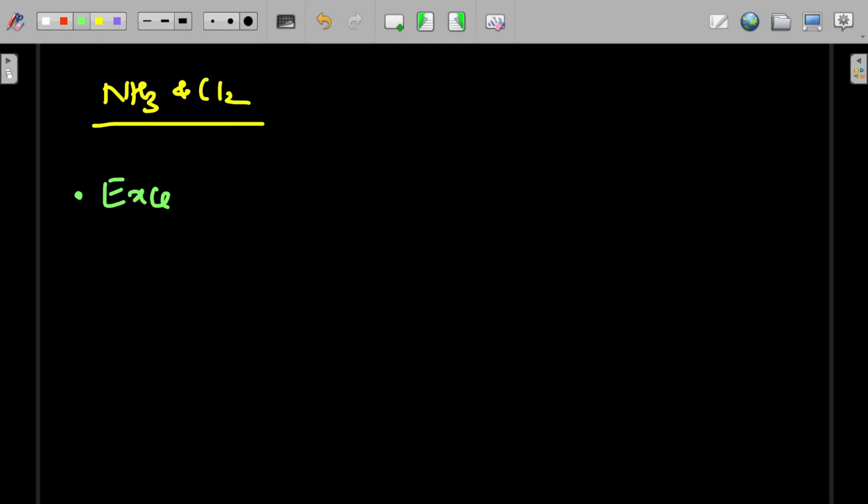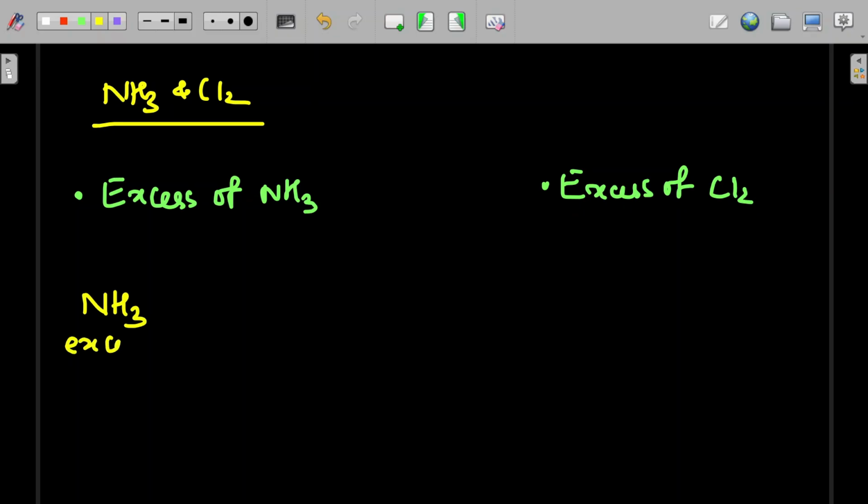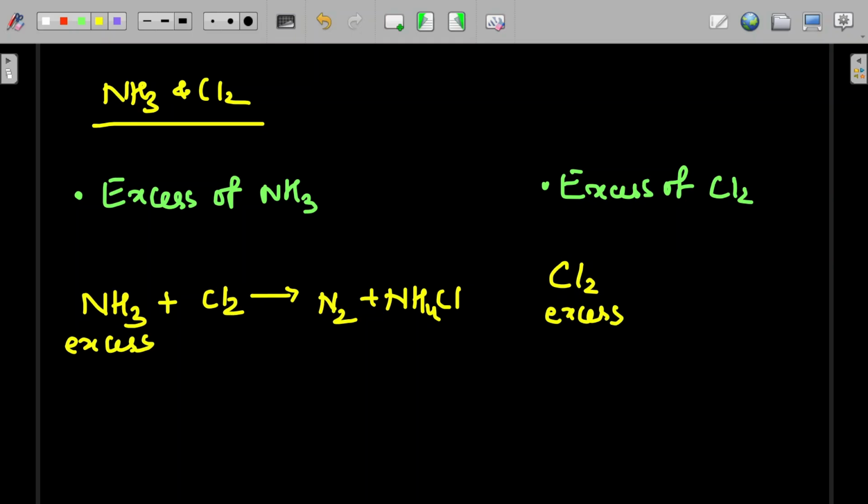In one case, you use excess of ammonia. In another case, you use excess of chlorine. So how to remember the products? Whenever you are using excess of ammonia, both products will have nitrogen in them. One is nitrogen, another one is NH4Cl. Both have N atoms in them. And when you use excess of chlorine, Cl2 excess, your products will have Cl atoms in them. One is HCl, another one is NCl3.